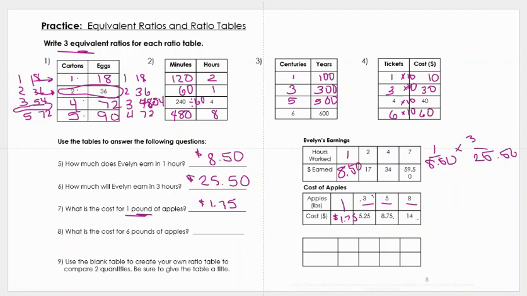So we could do one of two things. We could say, hey, here we've got 3 pounds. So if we double that, if we multiply both of those by 2, it would give us $10.50. That might be a little easier mathematically if we're not using the calculator. Or we could go back to the 1 pound and say, all right, if 1 pound is $1.75, then 6 pounds is $10.50.